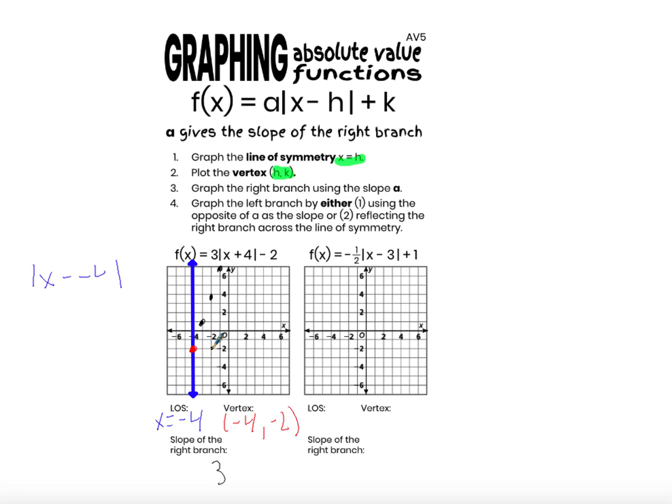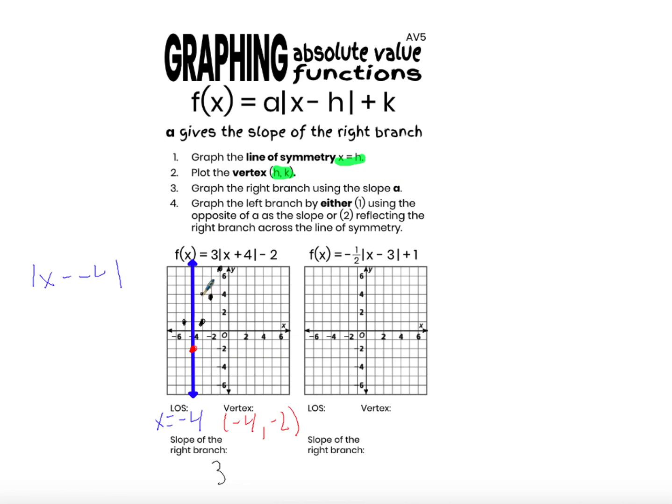There are two ways to graph the left branch. I can either just use the opposite of this slope, negative 3, to graph the left branch. So instead of going up 3, right 1, I can go up 3, left 1, up 3, left 1. Or I can use the line of symmetry to just reflect the right branch to create the left branch. So for example, this point right here is 1 to the right of the line of symmetry. So the left branch is going to have a point 1 to the left of the line of symmetry.